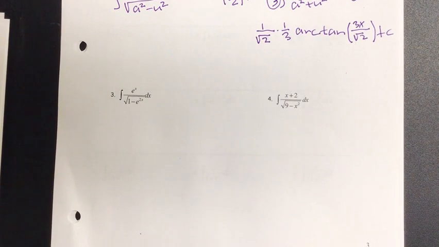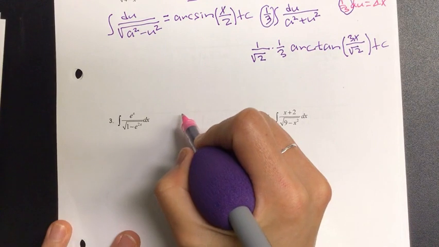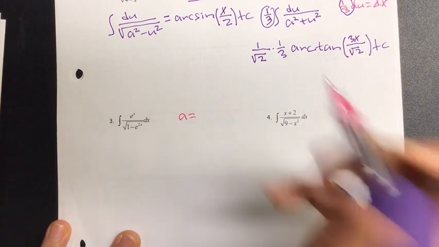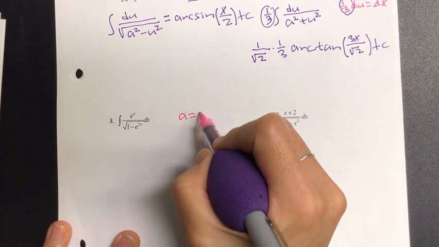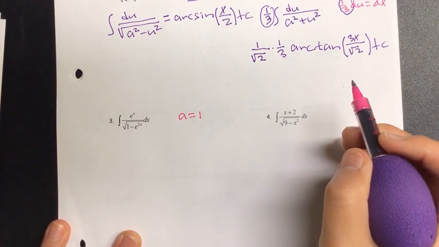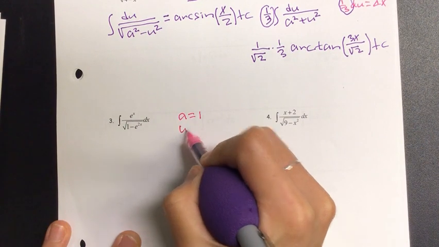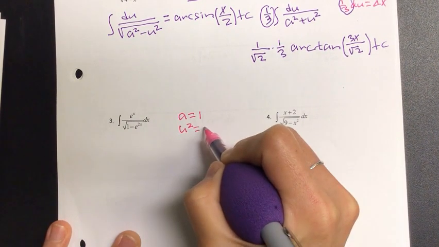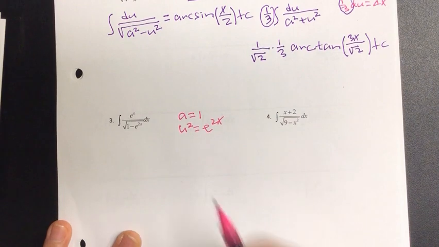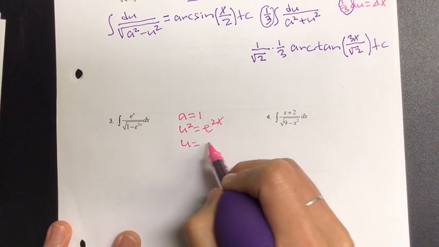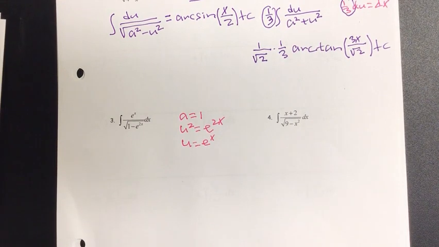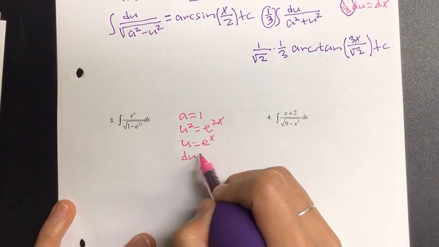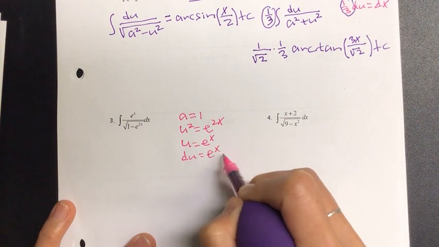So I say it's more like matching, okay? So on this one, let's go ahead and write out the following. We know our a is equal to, so if I know a squared is equal to 1, what is a? 1. And for the u squared, I think I'm going to write this out. u squared is equal to e to the 2x. So that means u alone must be what? e to the x. So let's derive. We have du is equal to e to the x dx.